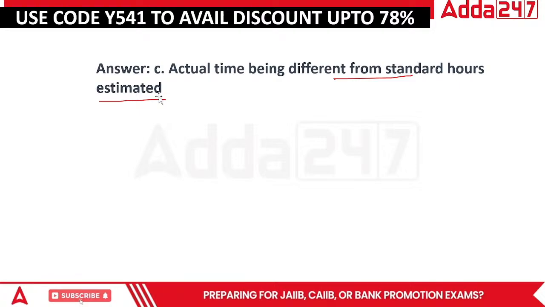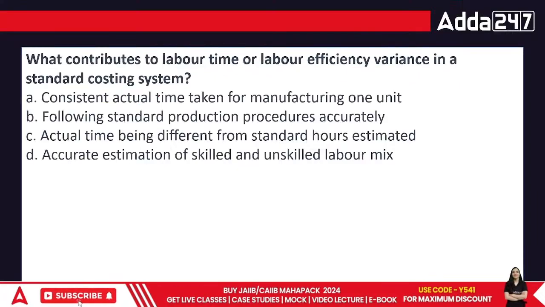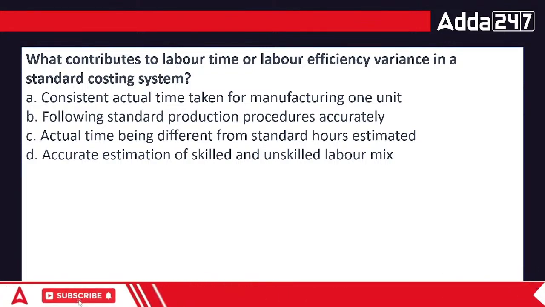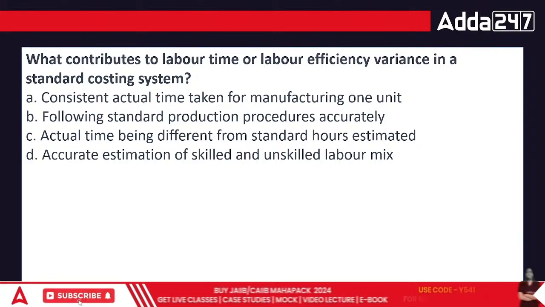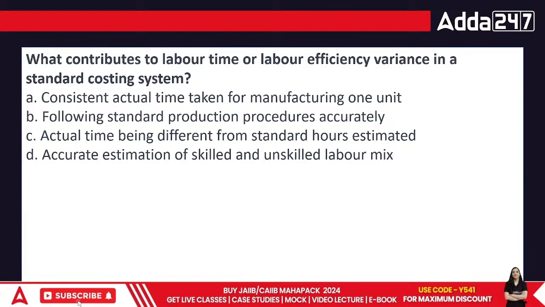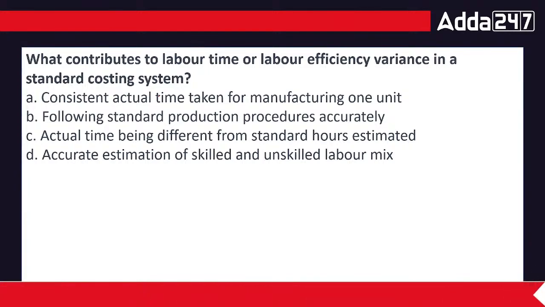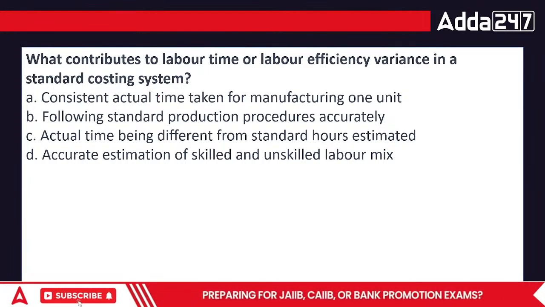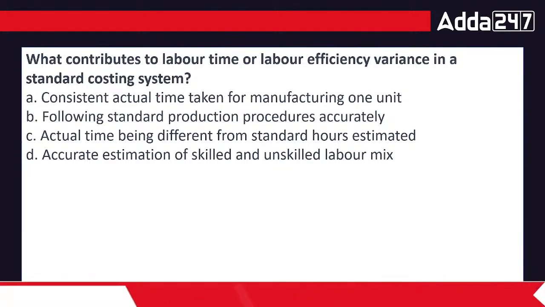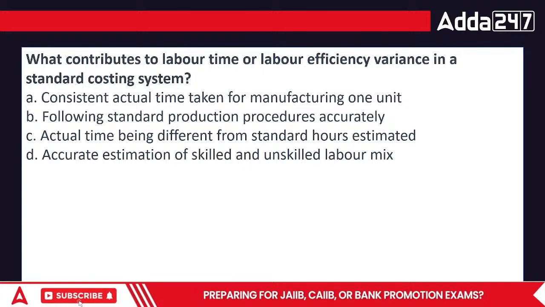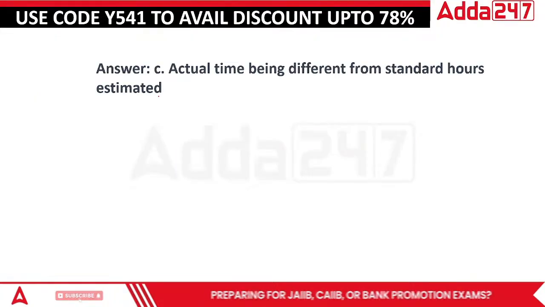Next point. What contributes to labor time or labor efficiency, everyone? Labor time or labor efficiency in a standard costing. This is a kind of similar question that we have already done, but these are just different points. Consistent actual time for manufacturing 1 unit following standard production procedure accurately. Actual time being different from the standard hours, or accurate estimation, skilled and unskilled labor mix. The answer would be actual time being different from standard.